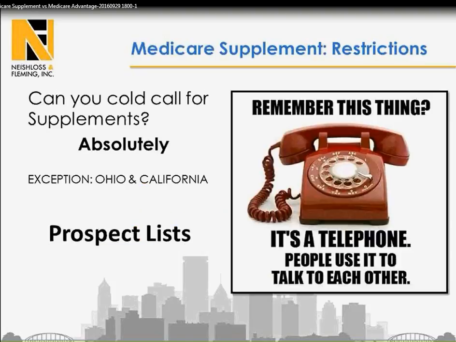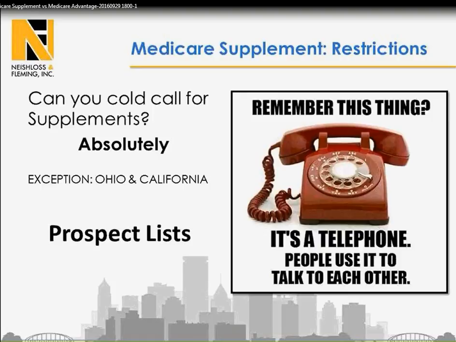Now we're getting into restrictions. Medicare supplements. You can cold call for Medicare supplements. That is a very big issue. A lot of people don't understand that you can call for Medicare supplements since they are not government funded. They are not regulated by CMS. You can call for ancillaries as well.